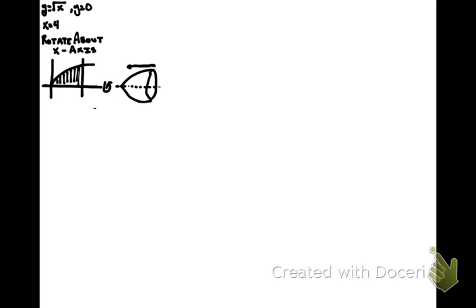So the important point to notice is that our circles are perpendicular to the axis of rotation. That is a good key for when you would want to consider the disk method. If they're not perpendicular, then you either need to find inverses or consider another method.